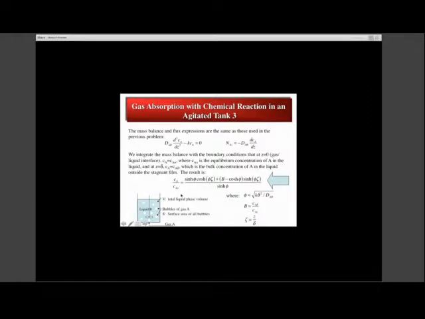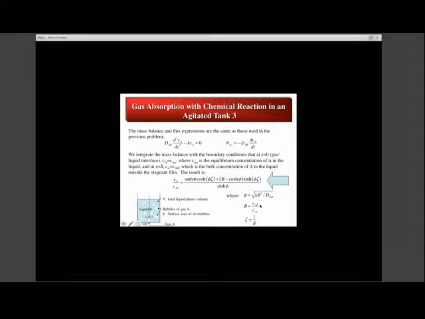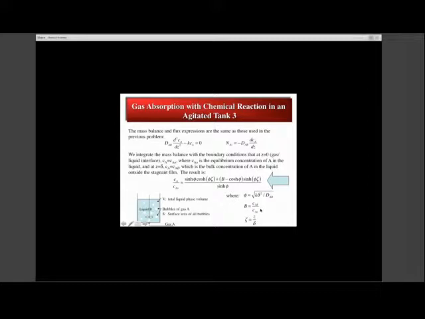The concentration profile depends upon the dimensionless depth in the tank, depends upon the Thiele modulus, and depends upon B, the ratio of the concentration of A at the edge of the boundary layer to that at the gas-liquid interface. So B will always be less than 1.